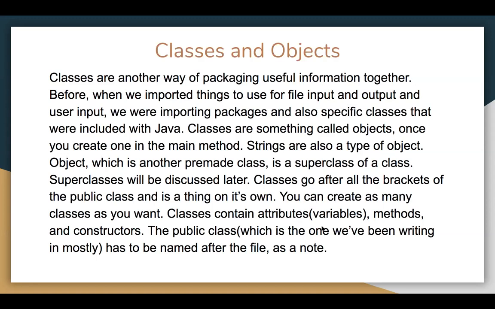The public class, which is the one we've been writing in mostly so far, has to be named after the file, as a note. What I meant by that is that in a file, there can only be one public class. You can't have more than one. It has to be only one, and that has to be named after the file. But the classes we're talking about right now are ones that we create on our own. So these can be named whatever you want, just like most of the stuff in Java that we discussed, like methods and variables. That was just something to help you differentiate between the names.